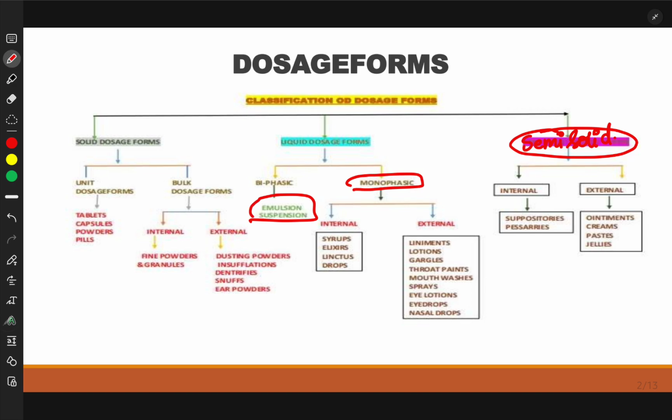Now when we come to monophasic, we have two types in this. Monophasic means single phase only, but it is based on the application where these syrups and solutions are used, internal and external, like ingested syrups, elixirs, linctuses, drops, etc. Syrups, when you come across the word syrup, 100% you can say that it is a sugar solution.